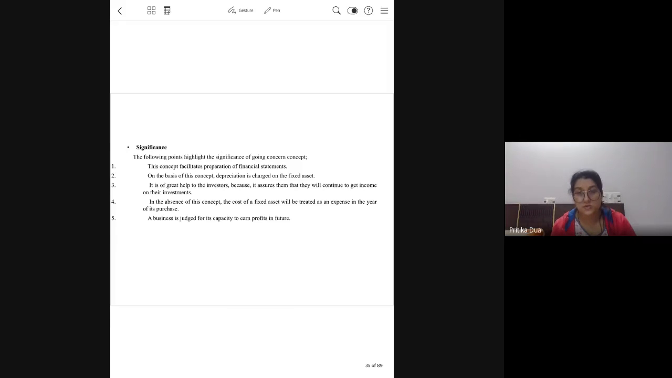and which is what is mentioned in the fourth point. And a business is judged for its capacity to earn profits in the future. So we are very optimistic that our business will run in the future. It will not only cover all the expenses but will also earn profits in the future.